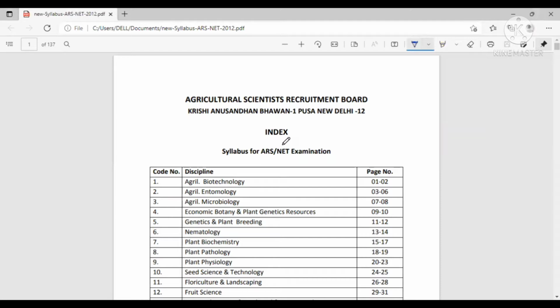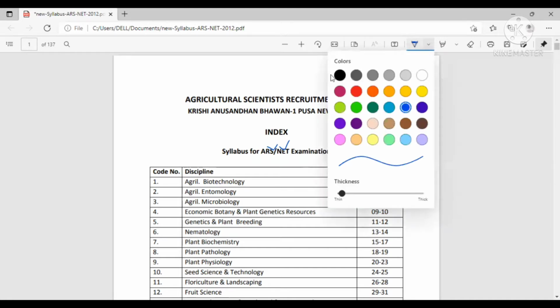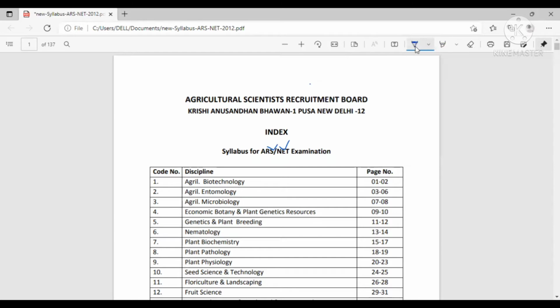ICAR ARS NET exam and ARS prelim exam, they were conducted together. This exam is pretty much easy to crack when compared with the CSIR NET examination, because the syllabus includes only the basic topics that we already studied in our degree and masters.